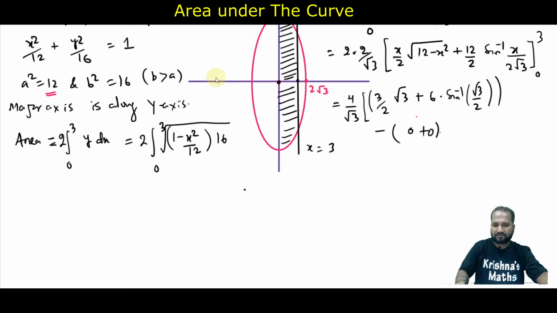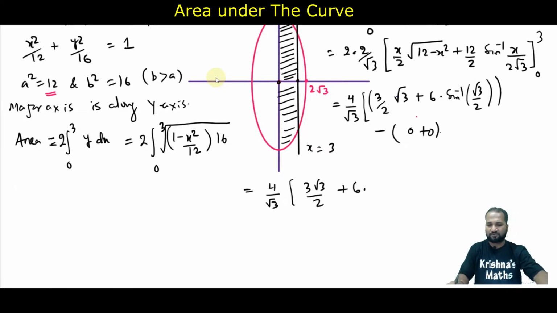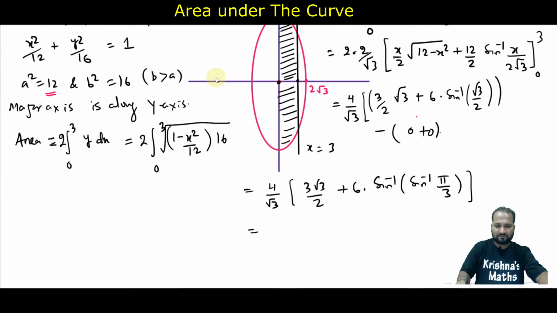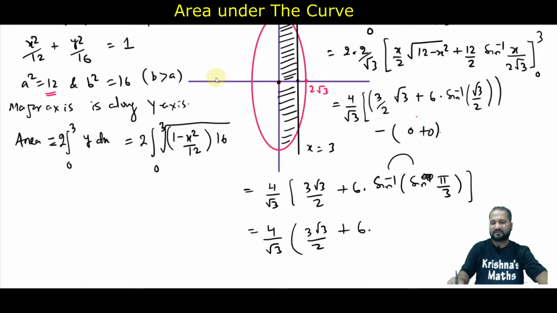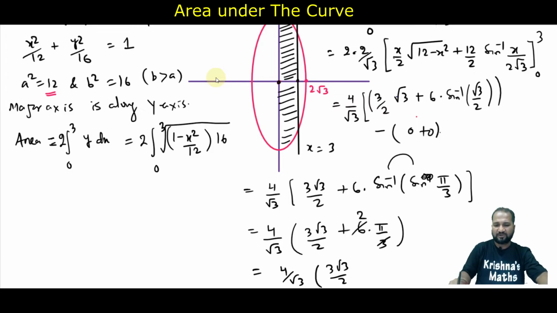So the final answer will be 4 upon root 3 into 3 root 3 by 2 plus 6 into sine inverse of root 3 by 2. Root 3 by 2 is sine 60, 60 means pi by 3. Minus lower limit is 0. So this is equal to 4 by root 3 into 3 root 3 divided by 2 plus 6 into sine inverse of sine, not sine inverse. Sine inverse of sine will get cancelled, and this will be pi by 3. 3 gets cancelled, so this will become 2. So the final answer is 4 by root 3 into 3 root 3 divided by 2 plus 2 pi, and that too in square units.